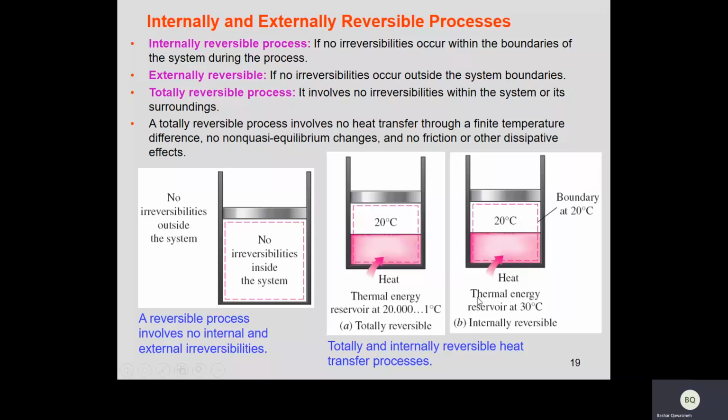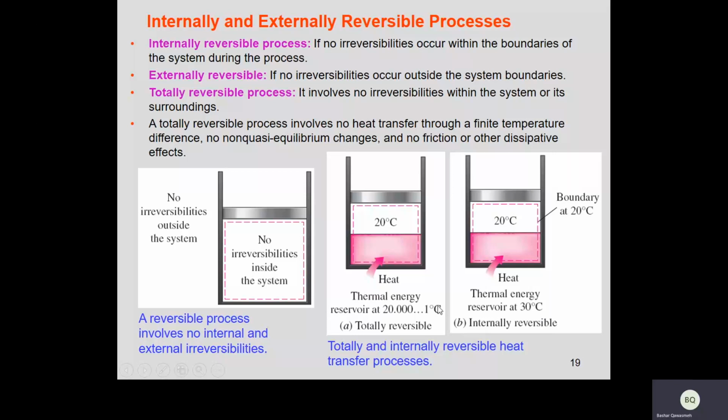So if heat is transferred into the piston cylinder device, we have the system inside the cylinder at 20 Celsius degrees, okay? So we can see that the system is in thermal equilibrium, and so it's internally reversible. There are no irreversibilities within the system. While externally irreversible is when irreversibilities occur outside the boundaries of the system.